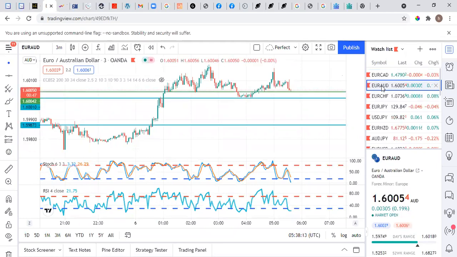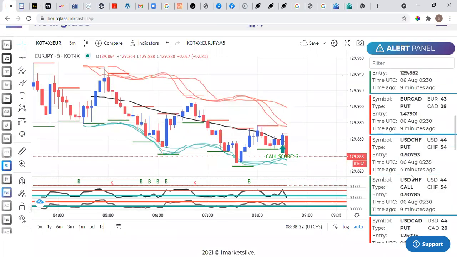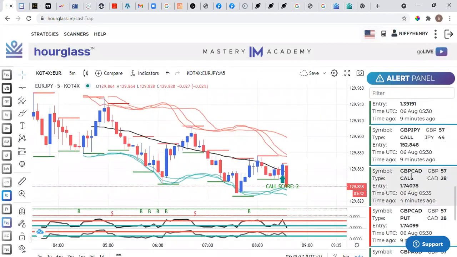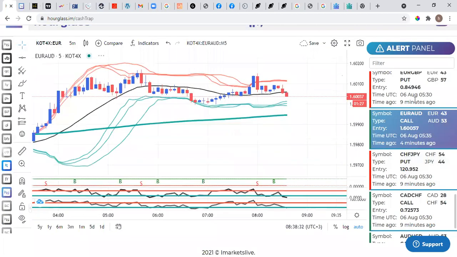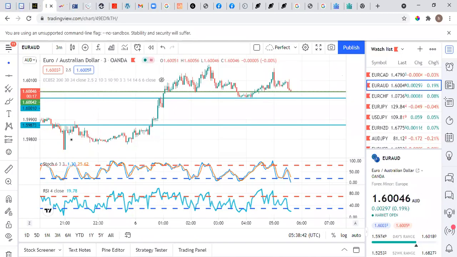Euro CAD has gotten to my area, but not the perfect area. The perfect area would be 0.10. We'll quickly check cash trap, Euro CAD. Where is Euro CAD though before it leaves us? 0.57. It's giving us a call at 0.57. Where is 0.57? It has even passed it.